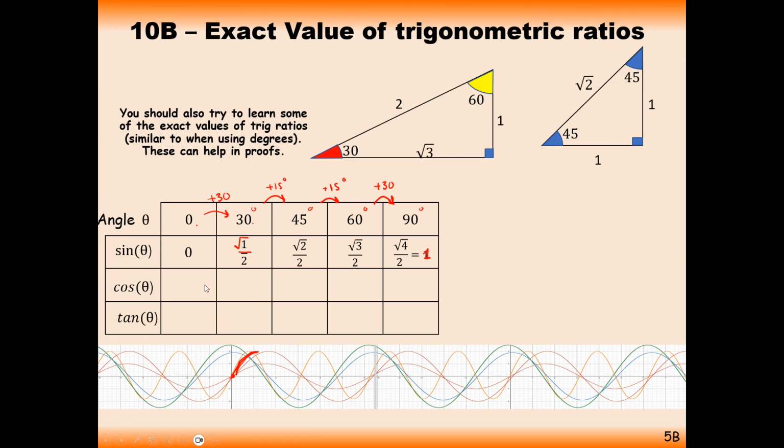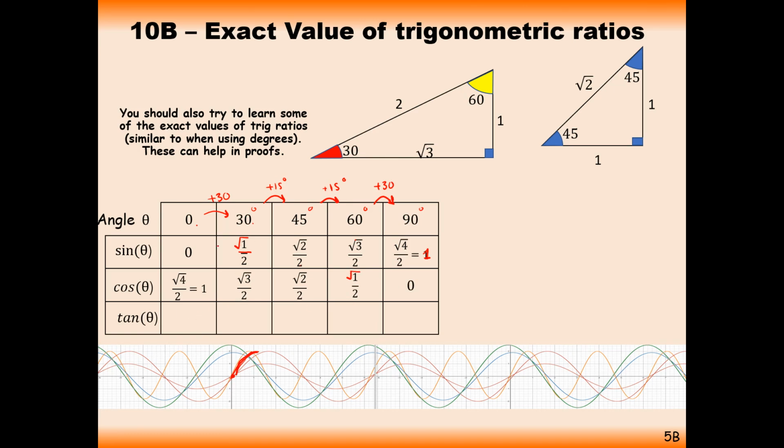Now, because cosine starts at 1, it's these same ratios in reverse order. So we start with square root of 4 over 2, and then square root of 3 over 2, square root of 2 over 2, square root of 1 over 2, and 0. Okay, so you could think of this as being square root of 1 over 2.